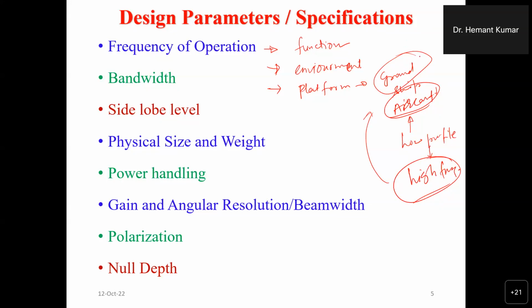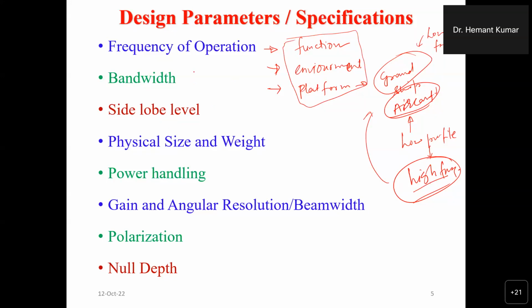In that case the size of the antenna won't matter for us. We want that more and more power can be transmitted. So in that case we can go for a lower frequency, right? But if it is for aircraft application we will go for a higher frequency. So it all depends on for what applications we are designing the monopulse antenna.